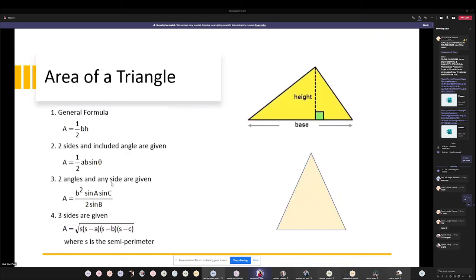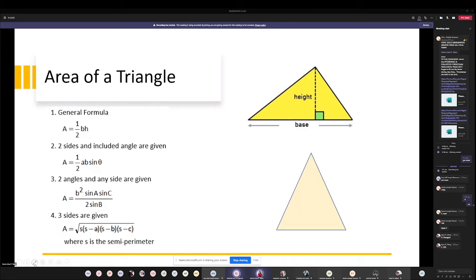Then the area of a triangle. The most common formula is the first one: A is equal to 1/2 base times height. This is the most common one. Even in elementary, I think, we encountered this one. But there are other formulas, depending on what is given in the problem. So let's look at the first formula: 1/2 times base times height. Height is also called the altitude.